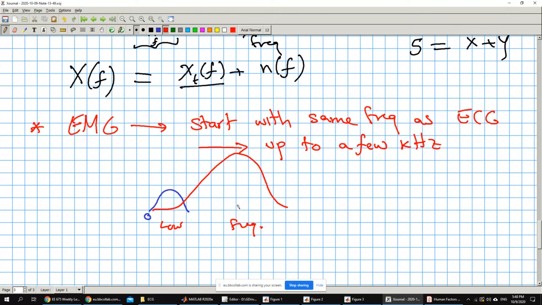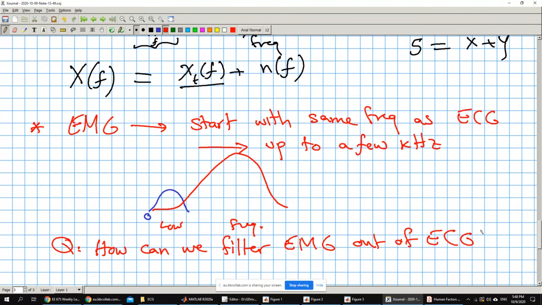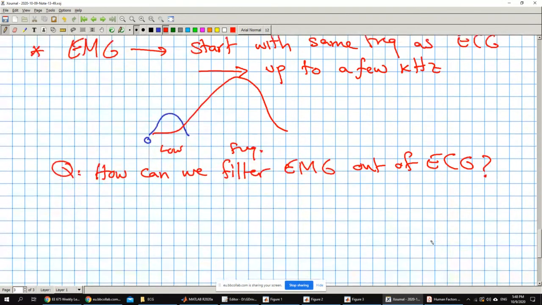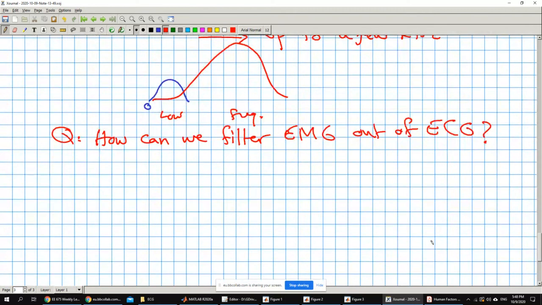What can we do in this case? How can we filter EMG out of ECG? Any ideas? Actually, it's very difficult, okay? And you start seeing problems where you have a trade-off.